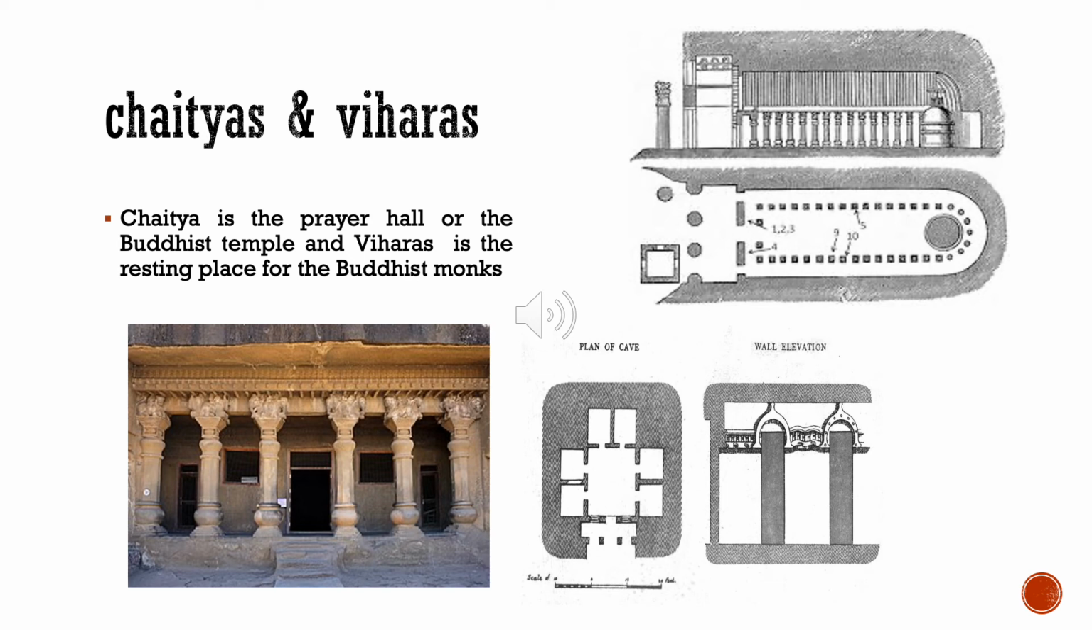Ajanta, Ellora caves, Nasik, Karle, Kondane, Pitalkhora and Bhaja are the famous examples of chaityas and viharas across India. These are located in the Maharashtra region, on the side of the Western Ghats.